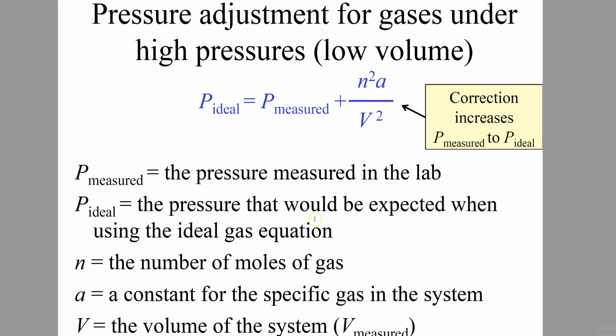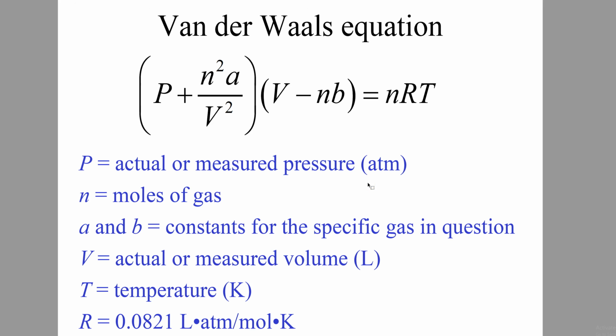So when we're talking about pressure adjustments for gases under high pressures, for example, low volumes, we have to take into account this idea of the n²a/V², or the pressure measured versus ideal. So you have to consider the fact that when you measure pressure versus the ideal, you have to be able to expect what that ideal equation would be. And that would indicate how many moles you have, the constant for that gas, and also the volume. So we don't really have to know exactly how to calculate this, but take into account that it will show up at some point.